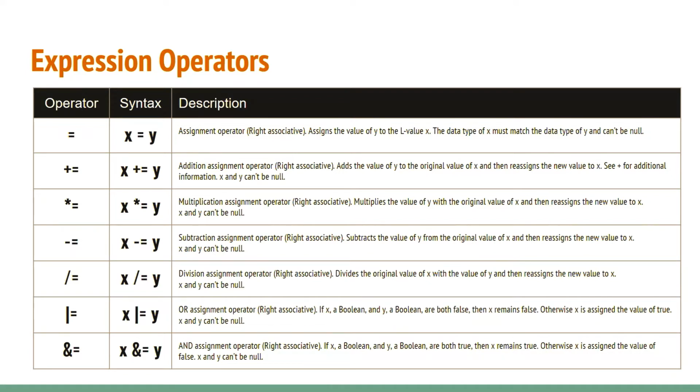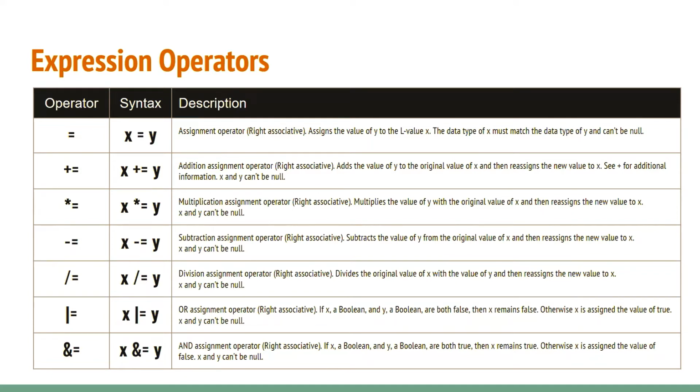Then we have the subtraction assignment operator, which will subtract the value of y from x and reassign the value to x. Then we have the division assignment operator. All these operators are assignment operators because they assign the value coming out of the calculation on the right hand side to the left hand side variable. It might be x in this case, or any variable name.